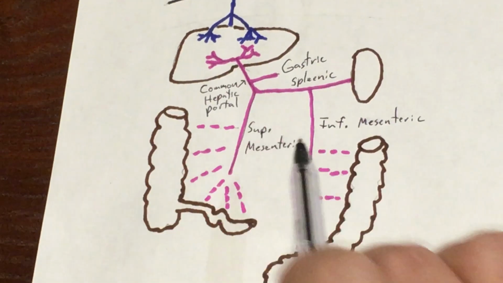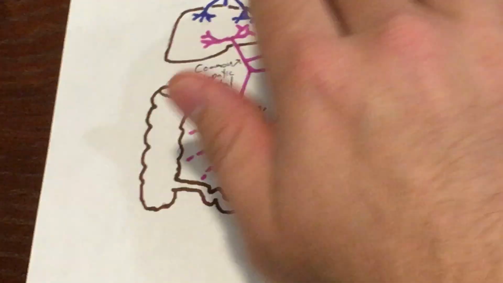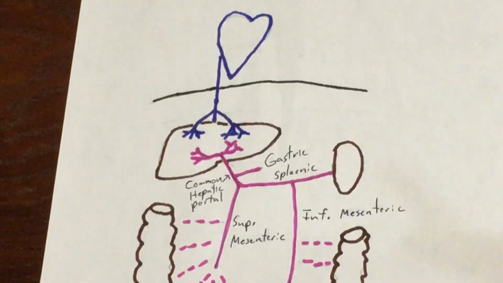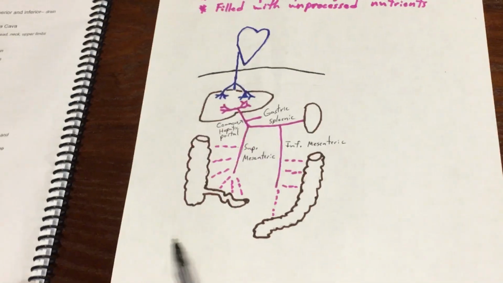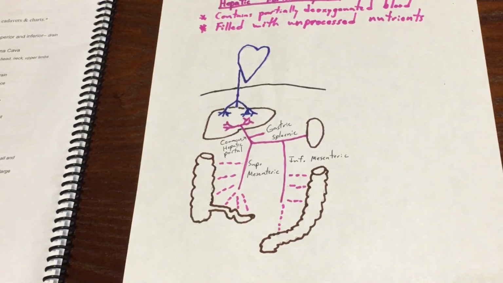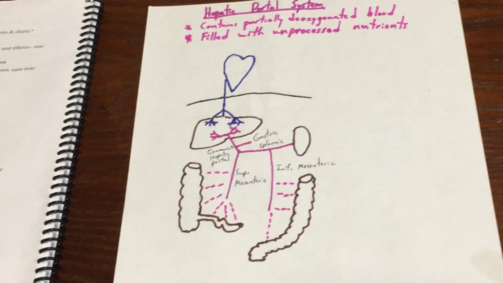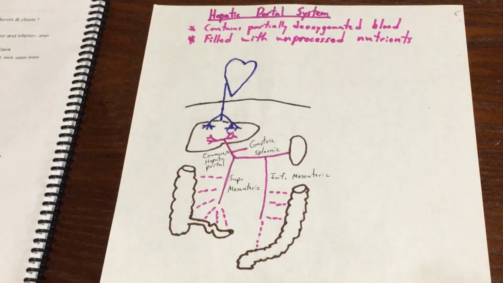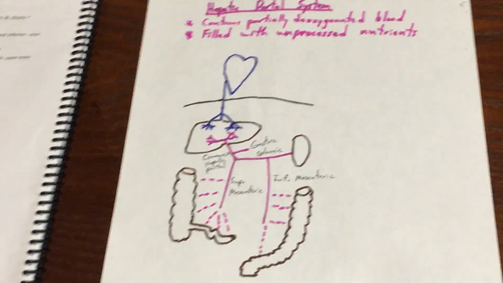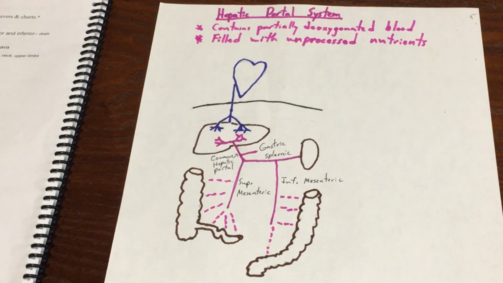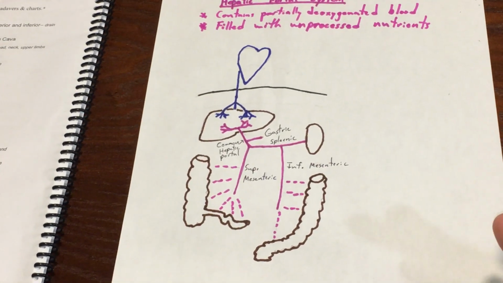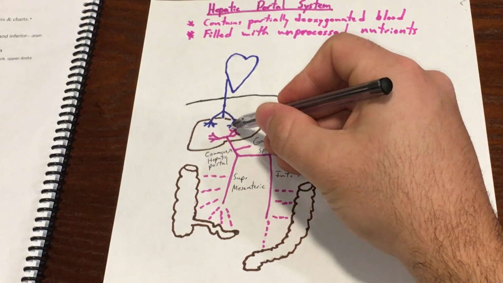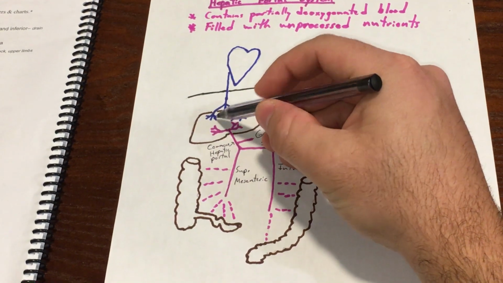All right, and then all of that blood, this partially deoxygenated blood with unprocessed nutrients, is going to enter the liver, turn into capillaries. All the hepatocytes or the liver cells are going to take up some of the oxygen in the blood from actually a vein, not an artery. And those nutrients are going to start to be processed by the enzymes in the liver. There's also going to be some storage of those nutrients inside the liver. And then they'll turn back into venules and then to veins.